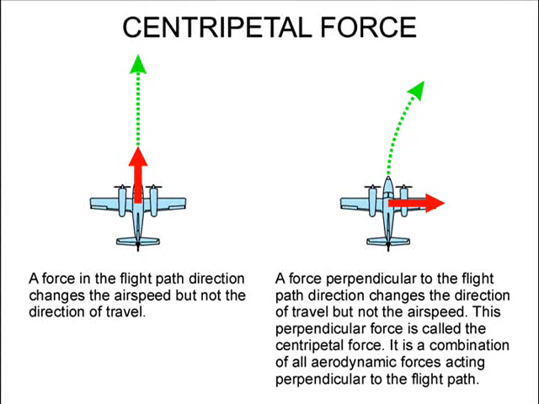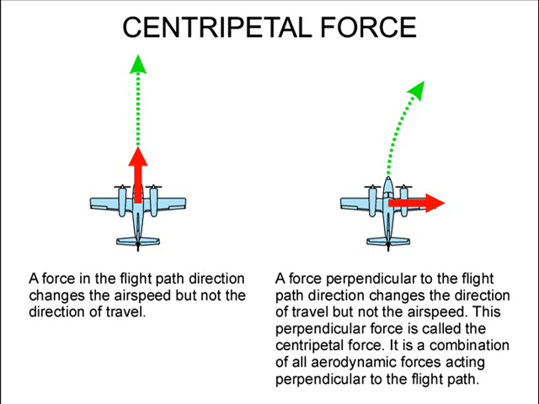If a force is applied in the flight path direction, the airspeed will change, but not the direction of travel. An example is when thrust is greater than drag. The difference between the two forces is an unbalanced force, which changes the speed. If an unbalanced force is applied to the aircraft perpendicular to the flight path direction, the direction of travel changes, but not the airspeed. This required perpendicular force is called the centripetal force.